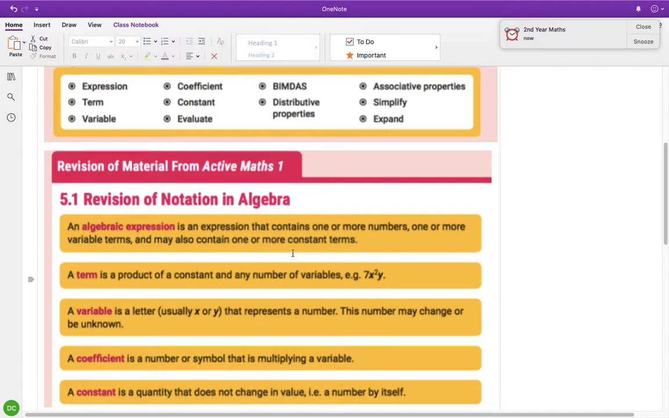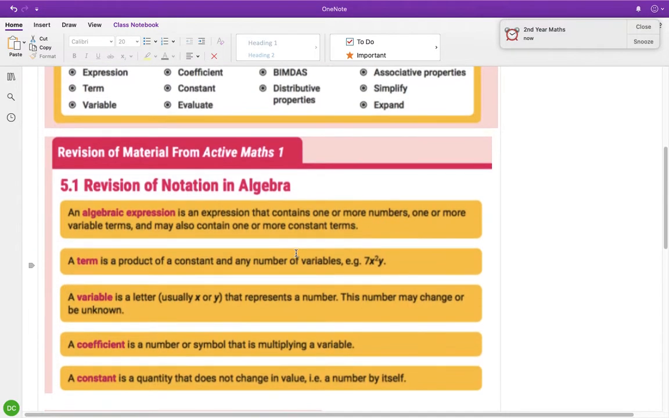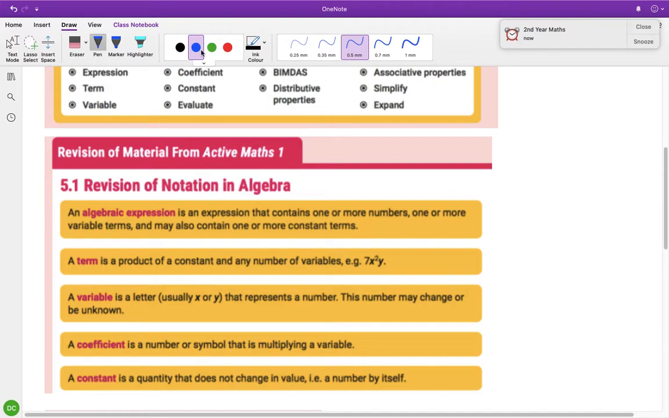So an algebraic expression is an expression that contains one or more numbers, one or more variable terms, and may also contain one or more constant terms. Basically, like 4x plus 2y squared minus 11. Something like that is an expression. The big thing about an expression is that it has no equals. If it had an equals, it would be called an equation.